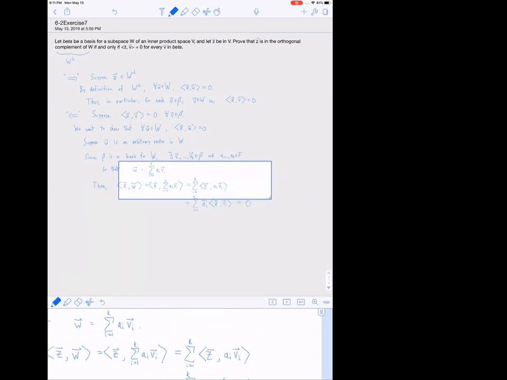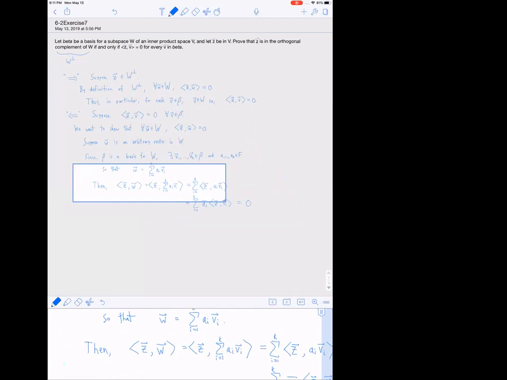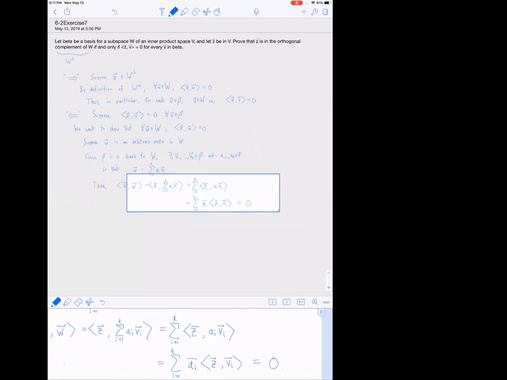So what we've really shown now is that for any vector in W, the inner product of Z with W is 0, since that vector W is just a linear combination of the basis elements.